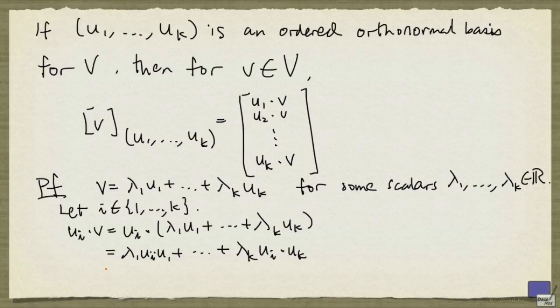And now I can simplify this. Because ui dot uj is 0 for any j that is not i, what is left here is going to be just lambda i times ui dot ui, because everything else will be 0. And ui dot ui is going to be 1 because ui is a unit vector. It has norm 1, and ui dot ui is the square of the norm. So I have shown that lambda i is given by ui dot v.